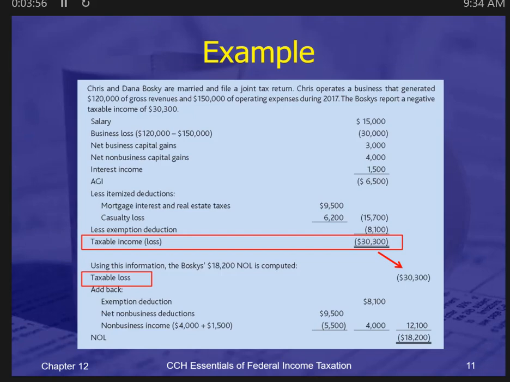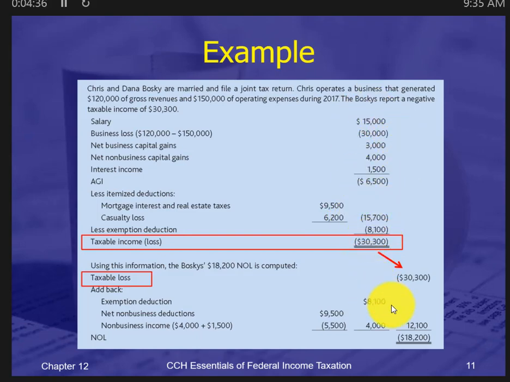So an example. Hopefully you can see this. Married, file joint return. They have a problem with their business. Maybe it's just getting started, I don't know. But they had revenues and $150,000 operating expenses. So the business had a loss of $30,000. He did have some salary income, or one of them did, for $15,000. They have some non-business capital gains and interest income. So those two are non-business income. We'll see that's important. They had a couple of itemized deductions. Really was a bad year. They had a casualty loss as well on top of the business loss.